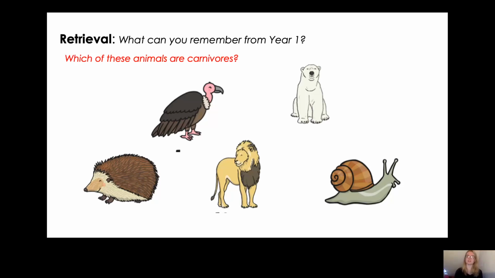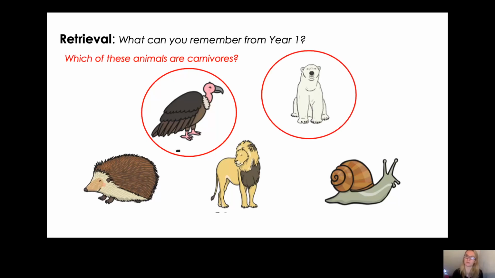Okay, Year 2, so let's see how much you remembered. Well, let's start with our vulture. Well, a carnivore is an animal that only eats meat. Okay, so is a vulture a carnivore? Well, yes, it is, isn't it? Because it only eats meat. Now, does anybody know what a polar bear eats? Well, a polar bear eats animals like seals and whales, which are all meat. So therefore, our polar bear is also a carnivore.